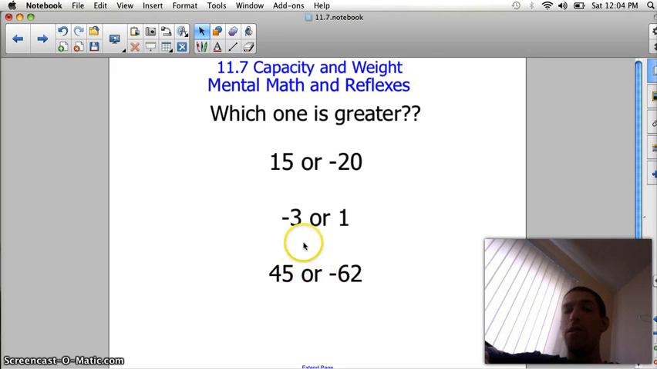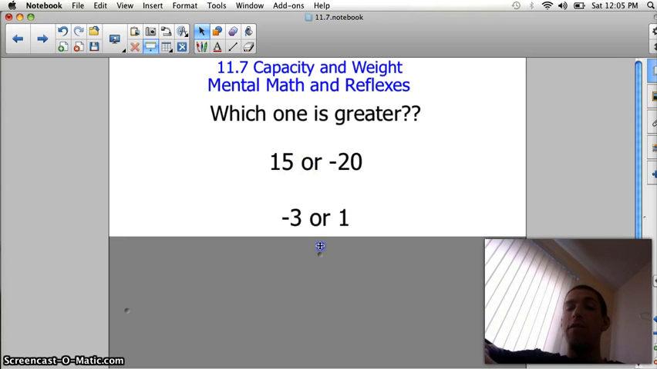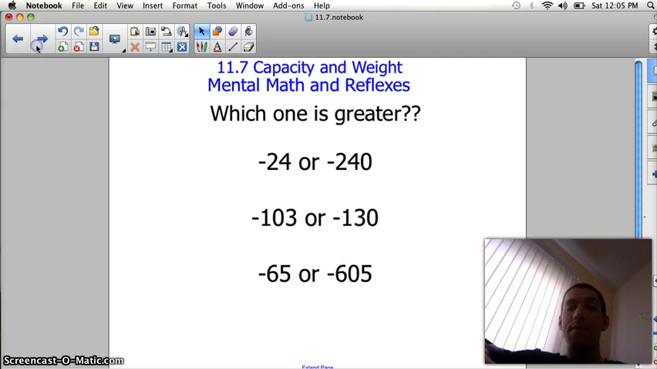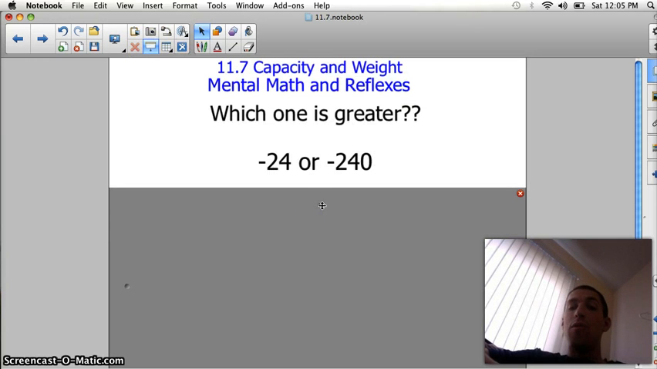Go back to this, a quick review. Which is larger? What do you think? Might not be the larger number. 20 is bigger than 15. However, positive 15 is the greater value. What's the greater value here? It is 1. What's the greater value here? It's 45. What about here? What's the greater value? It's negative 24. I'd rather owe $24 than owe $240.